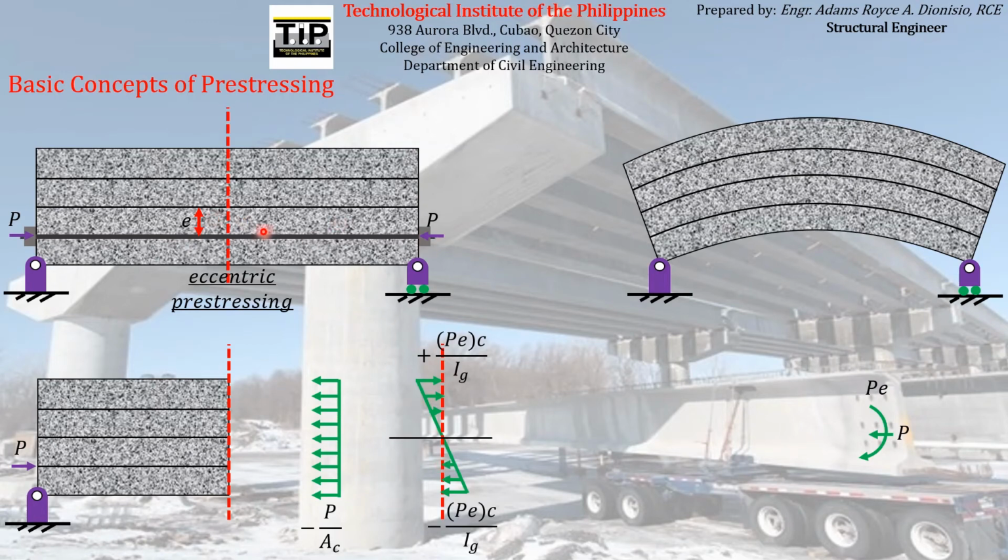Now, if the concrete beam will now carry the transverse loads that it is intended to carry, like for example, its self-weight and then the superimposed dead load and live loads. So again, let's just call the summation of those loads as simply W. So again, it will produce reactions, obviously.